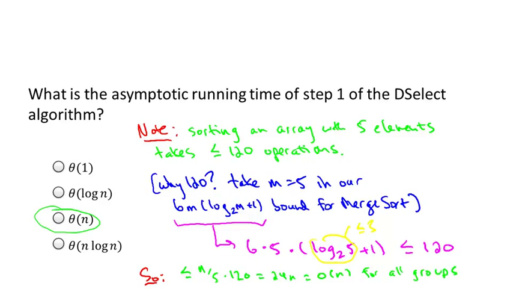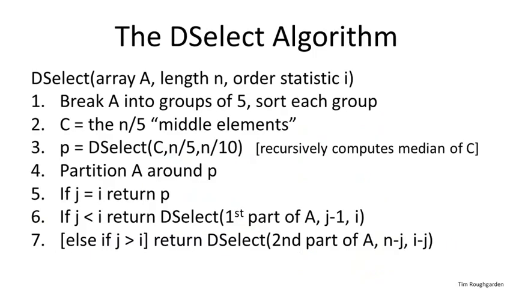So to be really pedantic, we do 120 operations at most per group. There's n over 5 different groups. We multiply those, we get 24n operations to do all the sorting, and that's obviously big O of n. So linear time for step 1. Having warmed up with step 1, let's look now at the whole 7-line algorithm and see what's going on.